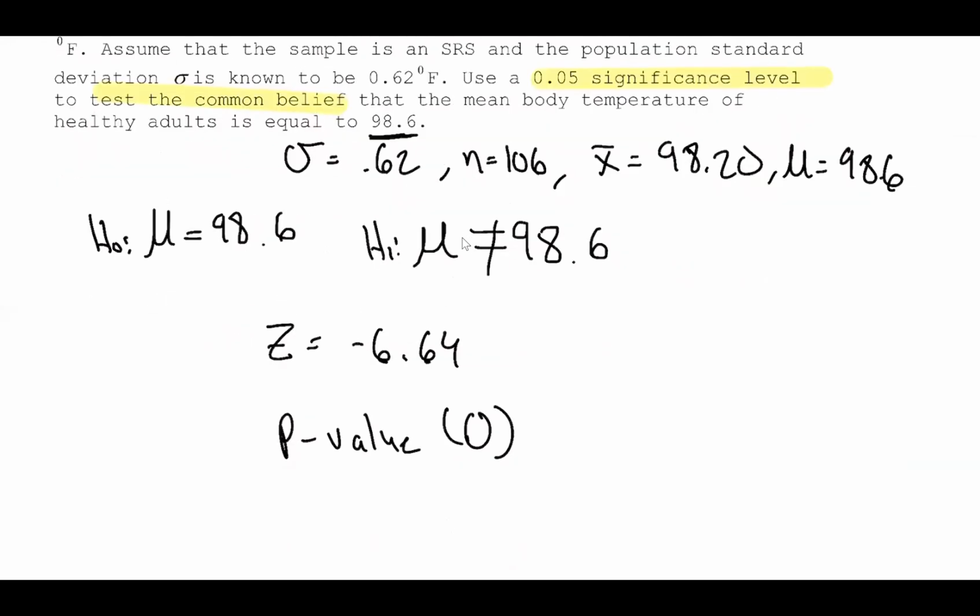All right. So I got a z value equal to negative 6.64 and a p value equal to 0. You always compare the p value to your alpha. Alpha in this scenario is 0.05. So alpha, which is 0.05, is clearly bigger than the p value, which is 0. Since alpha is clearly bigger than the p value, you put reject H0. So for this one, we reject the null hypothesis.